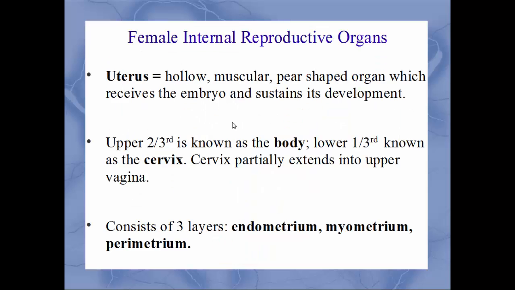Alright, the uterus, a hollow muscular organ about the shape of a pear that will receive the embryo and sustain it as it develops. The upper 2/3 of the uterus is called the body, and the lower 1/3 is called the cervix. This will partially extend into the upper part of the vagina. And there are 3 layers in the uterus: the endometrium, which is the innermost, because it's endo, the muscular part, the myometrium, and then the perimetrium.